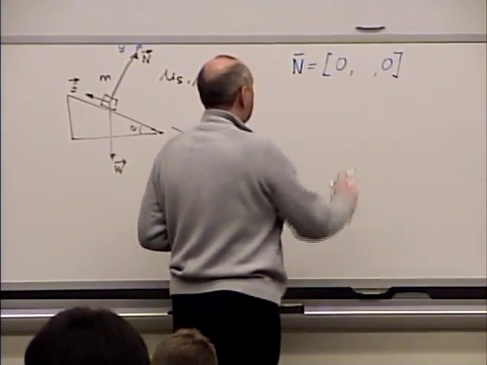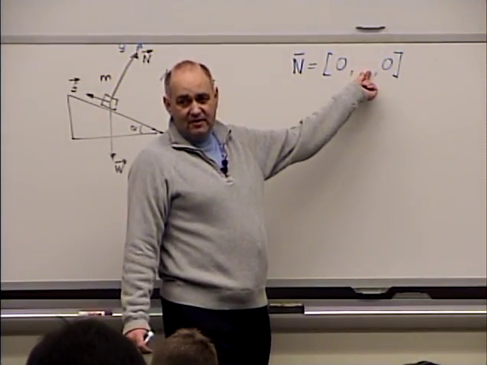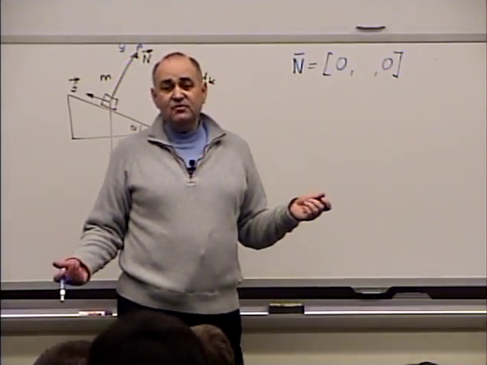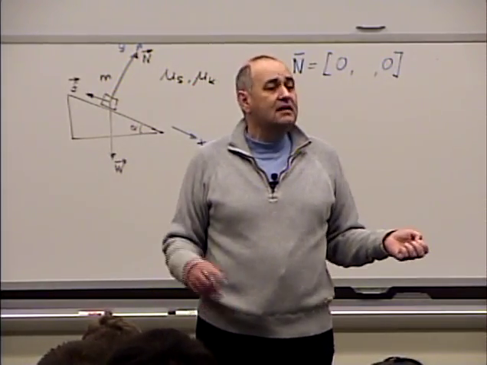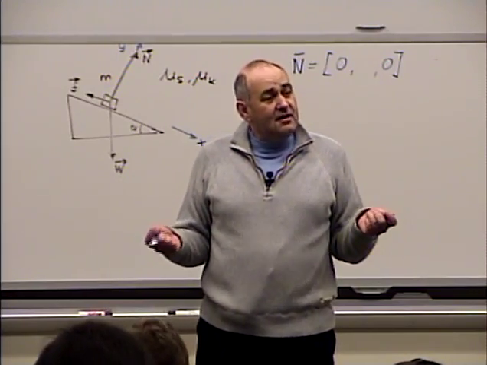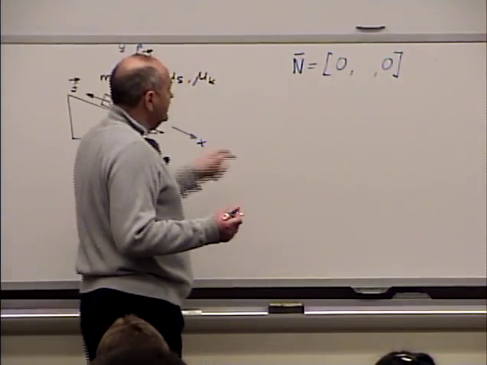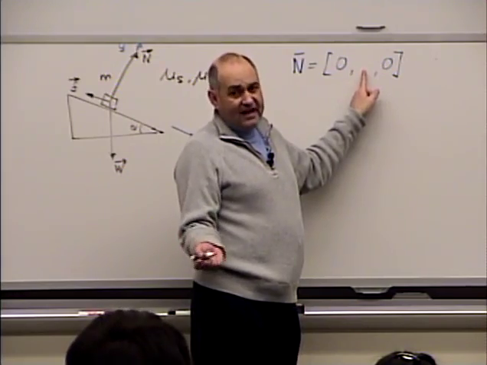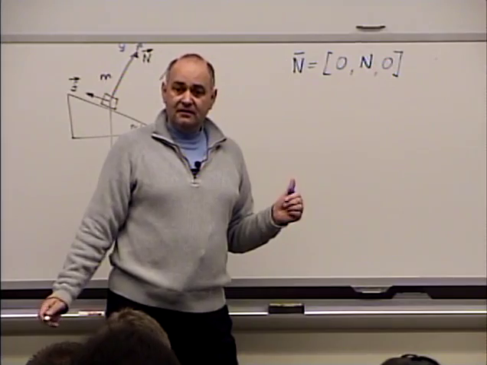Zero and zero for Z, and we don't know what will be the Y component. I can put N sub Y to indicate that it is the Y component, and I don't care if it is a positive or negative number, or I can even express it in terms of magnitude. So I can think about the magnitude of the normal force, and I recognize that if Y is in this direction, the Y component must be equal to the magnitude. So I can put a symbol for magnitude over here. Do you understand me? All right.